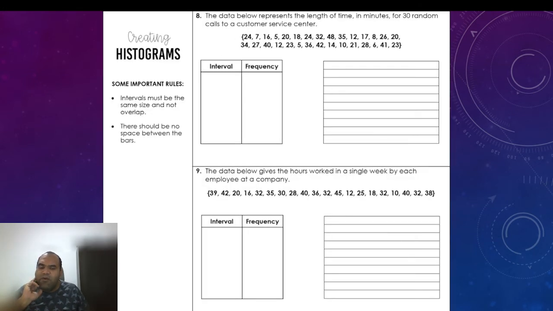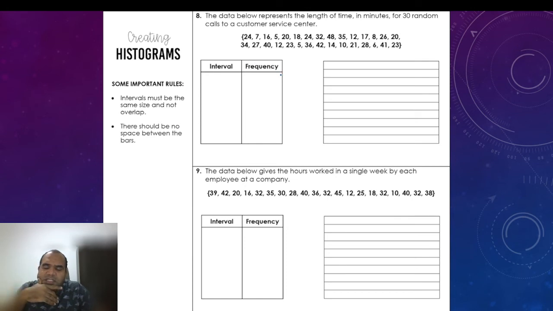Okay, guys, what is the first thing? You need to create the interval. Be sure you understand how to create the interval. How can I get a good interval over here? The first thing, find the range. How many numbers do I have over here? The intervals must be the same size and not overlap. There should be no space between the bars. Okay, no space between the bars.